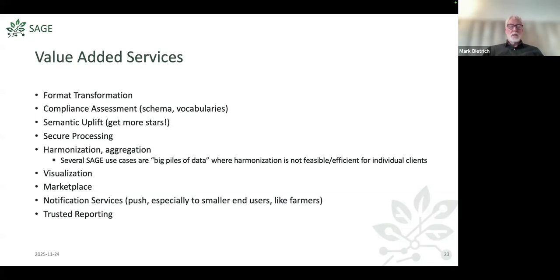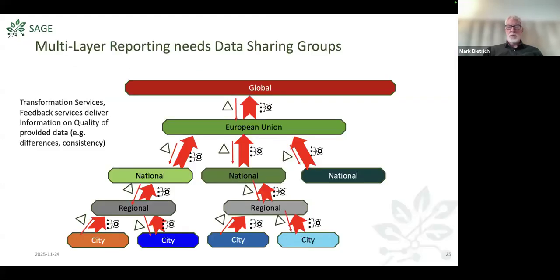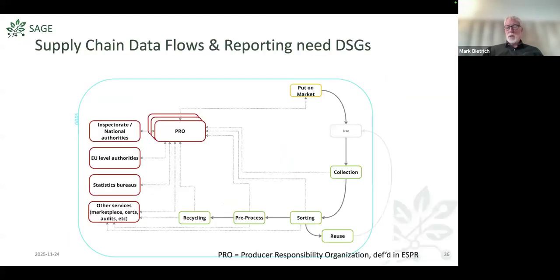We have lots of data. Several use cases in Sage are what I call big piles of data. So harmonization is key, but it's not something that individual clients can do because the data is very big. So a couple other examples showing there included trusted reporting, which I mentioned earlier. So data sharing groups in Sage, I'll move quickly through this. I showed you this before. Again, I showed you this.